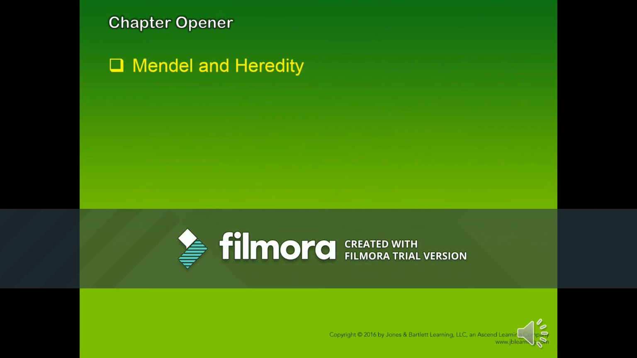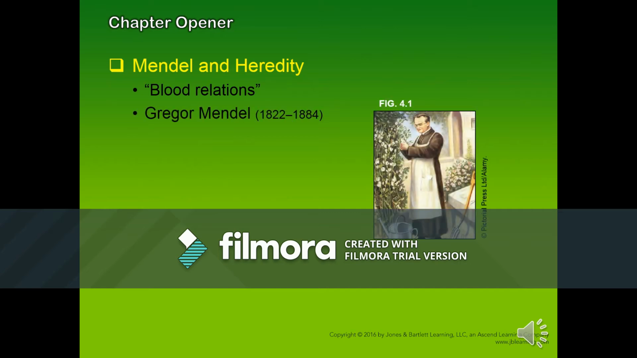Okay, so the first one to understand that there was some hereditary material was Gregor Mendel. And Mendel was a monk, and as a monk he was able to have some time and some space to do the experiments that he wanted to do. And one of the things that Mendel's really famous for was discovering that there was something that was transmitted from parents to the offspring.